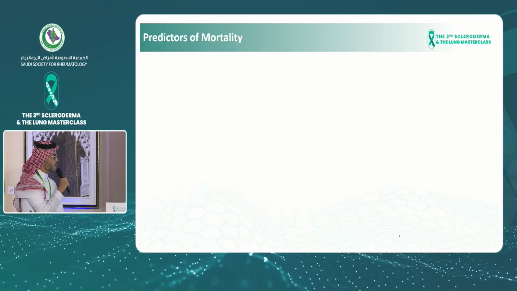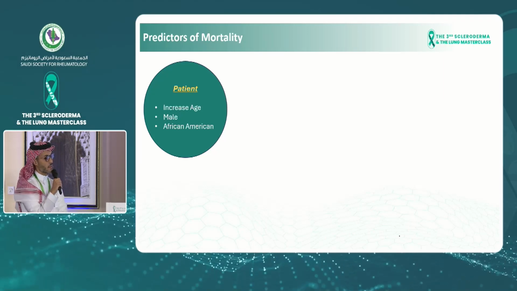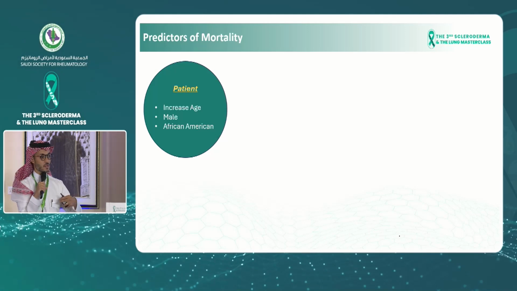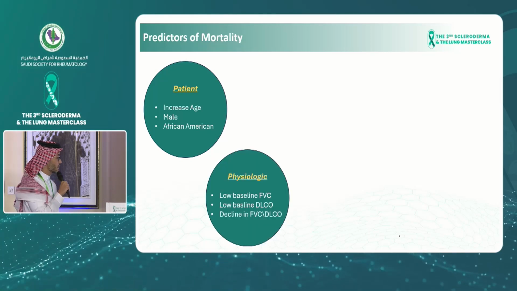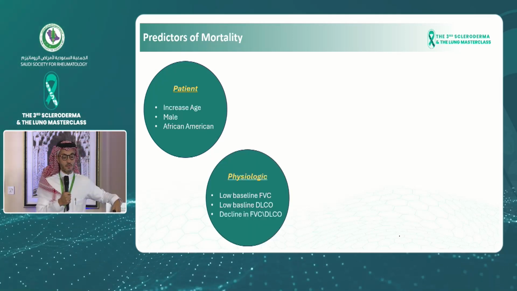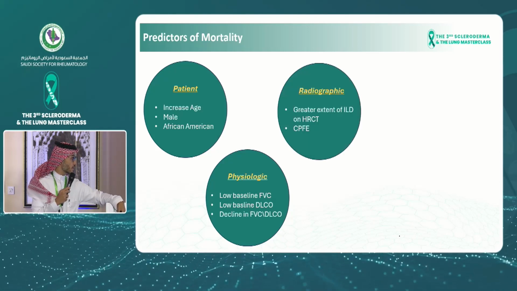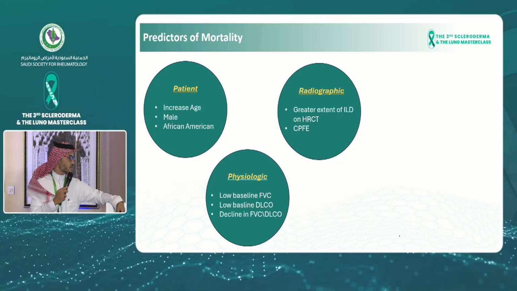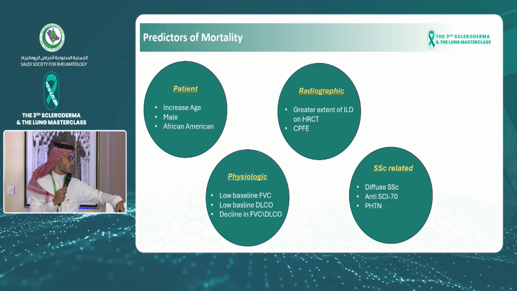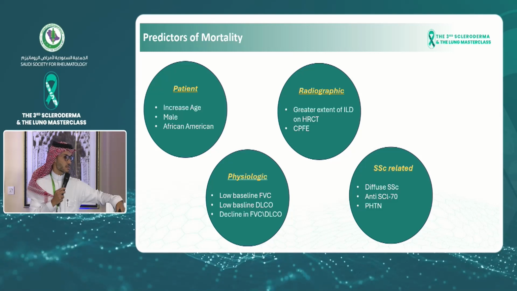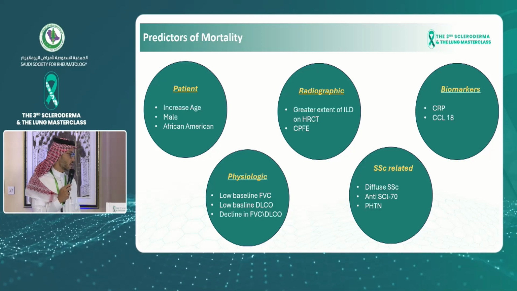So my patient has ILD, which ones are most likely to die from the ILD? If you have a patient who is elderly, male, African American, and as you can see, there isn't a big overlap between who is likely to develop ILD, who is likely to progress, and who is likely to have high mortality. Physiological factors include low baseline forced vital capacity, low baseline DLCO, decline in forced vital capacity and DLCO over time, severe disease on HRCT, or combined pulmonary fibrosis with emphysema, CPFE. Also systemic sclerosis related factors such as diffuse systemic sclerosis, anti-SCL70, pulmonary hypertension, and biomarkers like elevated CCL18 and high CRP.